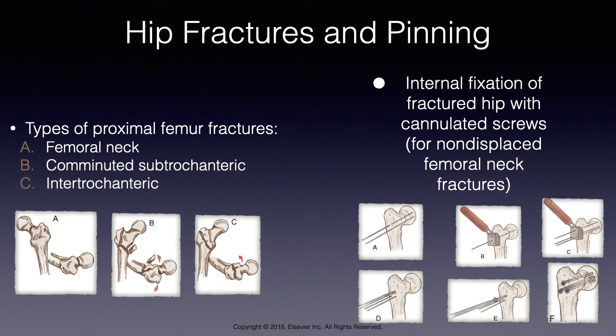Hip fractures and pinning. Types of proximal femur fractures, you have the femoral neck, comminuted subtrochanteric, and intertrochanteric. You can visualize these on the left. Your femoral neck is going to be A, your comminuted subtrochanteric is going to be B, and the intertrochanteric will be C. On the left, you have internal fixation of fractured hips with cannulated screws for non-displaced femoral neck fractures.